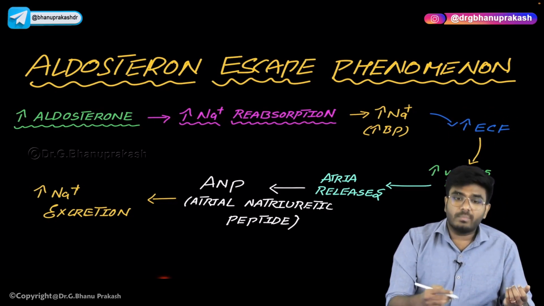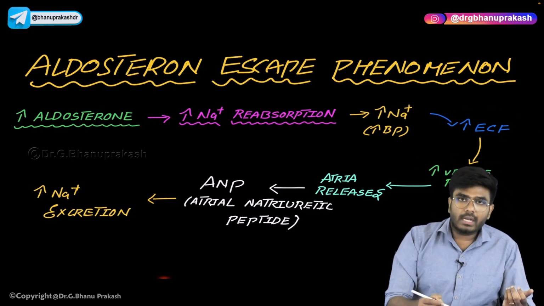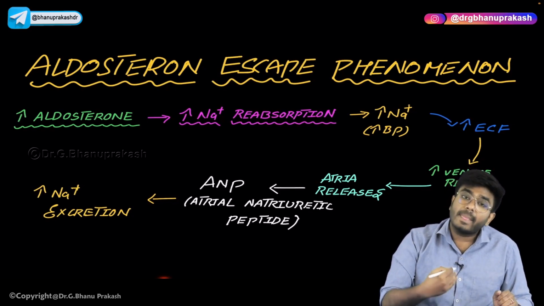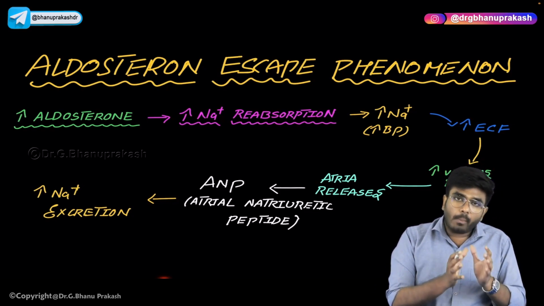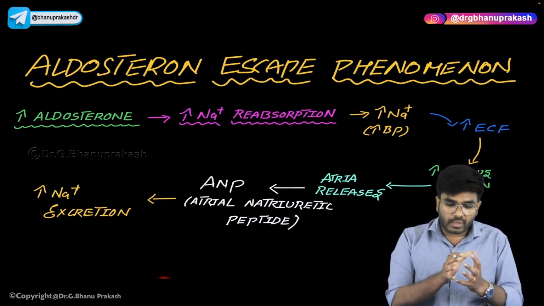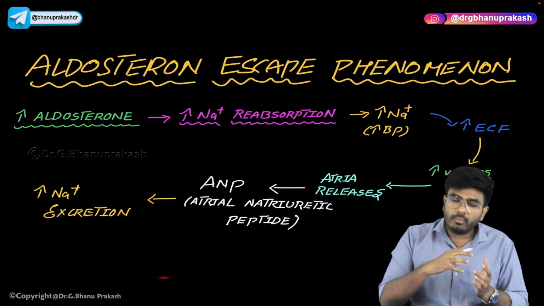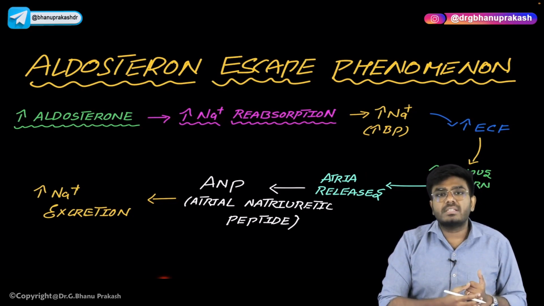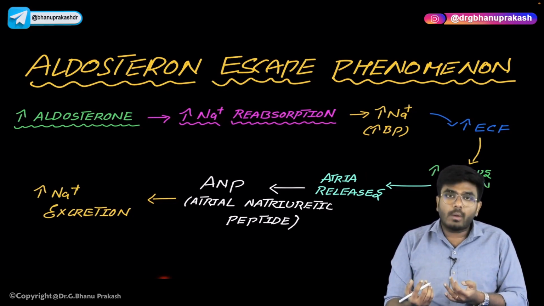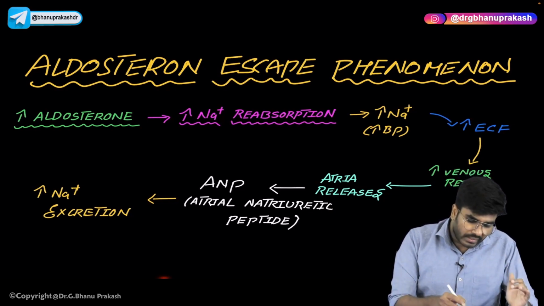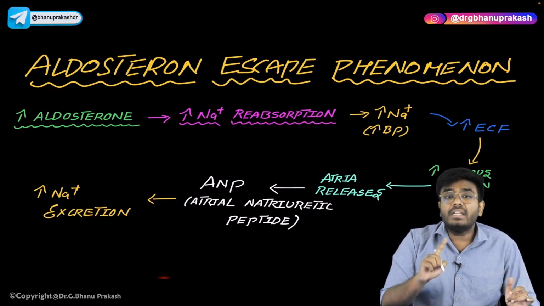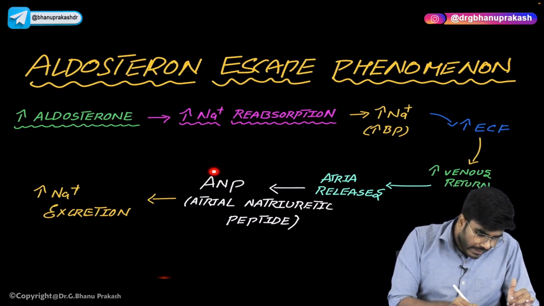Now if lots and lots of blood is there, what happens to the venous return to the heart? All this extra blood is coming to the heart, right? So venous return to the heart increases. The amount of blood reaching your right atrium also increases. Your right atrium will be stretched because more volume of blood is coming to it. Now this right atrium is sensing, oh my god, there is fluid overload, so much blood is coming. Now what will your atria do? The atria are going to release something called atrial natriuretic peptide.